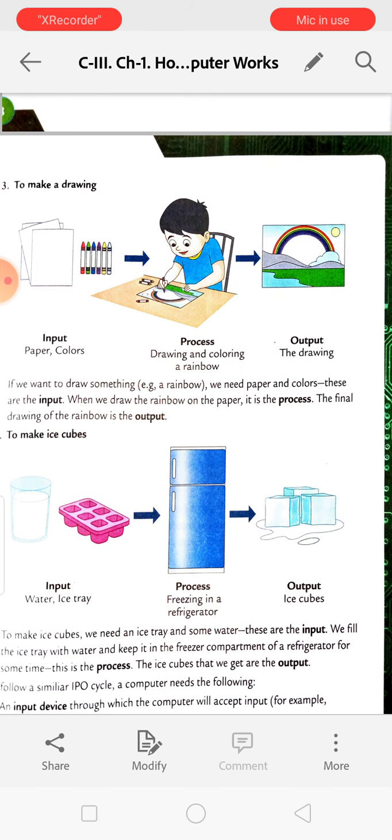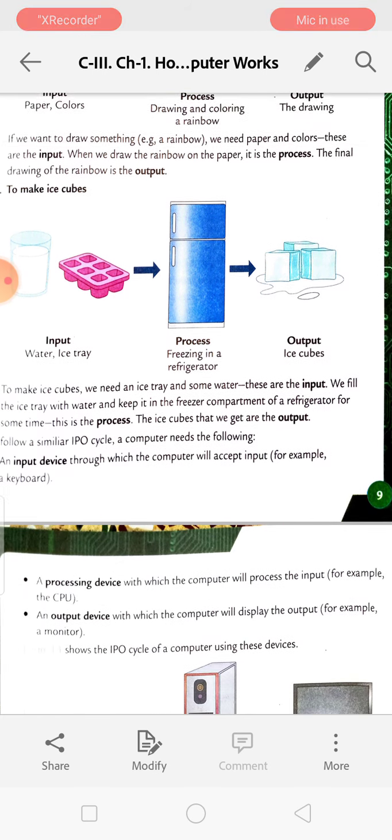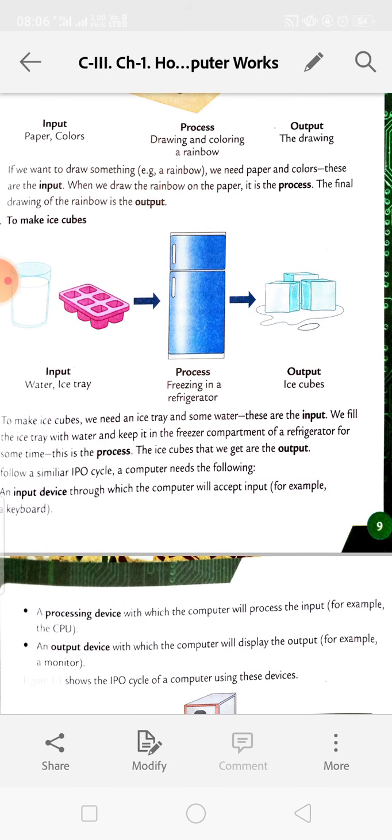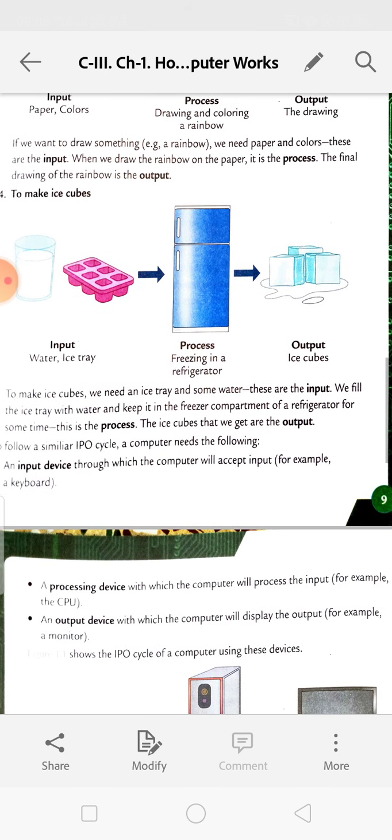And the next is when we are making a drawing, we take paper and colors, and we draw, that is the processing. When the drawing is ready, that is called output. In a similar way, when we are making ice cubes, we give water, then the process of freezing goes on inside the freezer, and then the output comes as ice cubes. So to make ice cubes, we have done this.